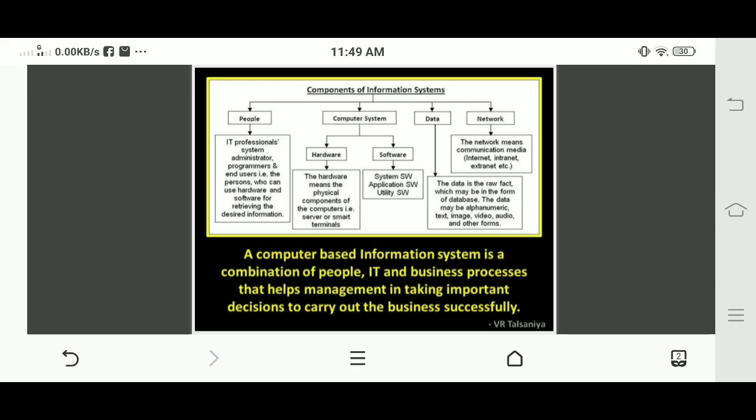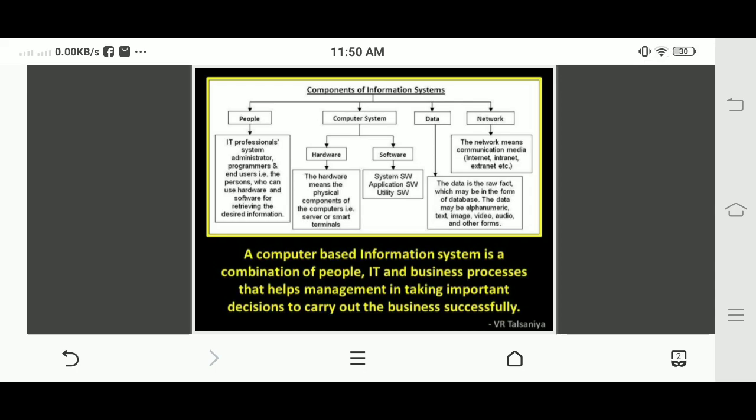Next is network. The network means the communication media through which we are going to communicate. So examples are the internet, which we use for communication. Intranet is within a particular zone, that is LAN. Extranet is outside the zone, that can be termed as wide area network, WAN.